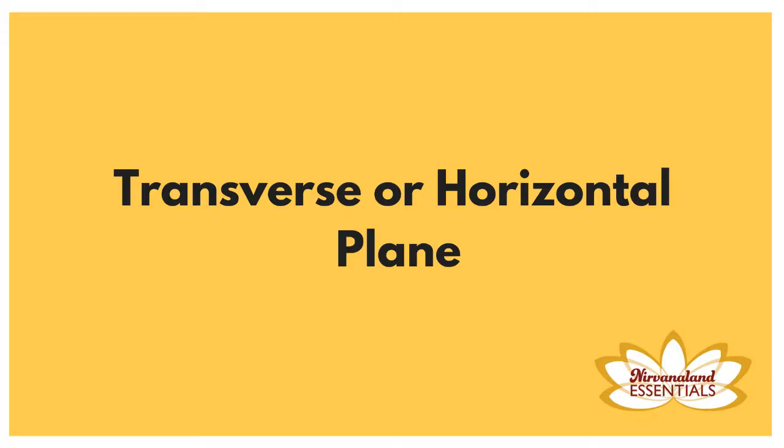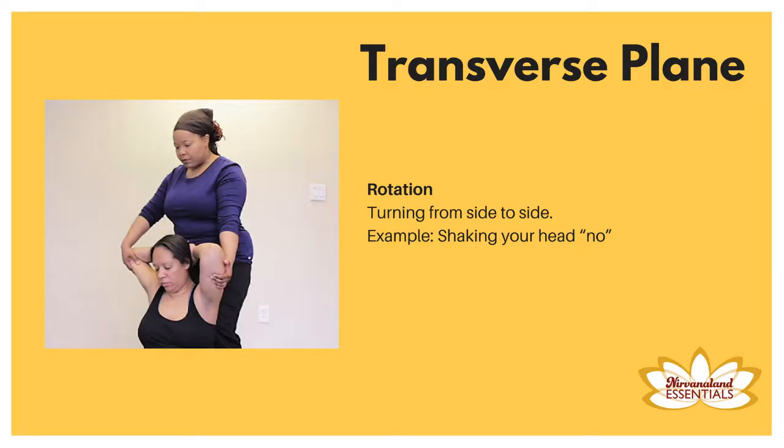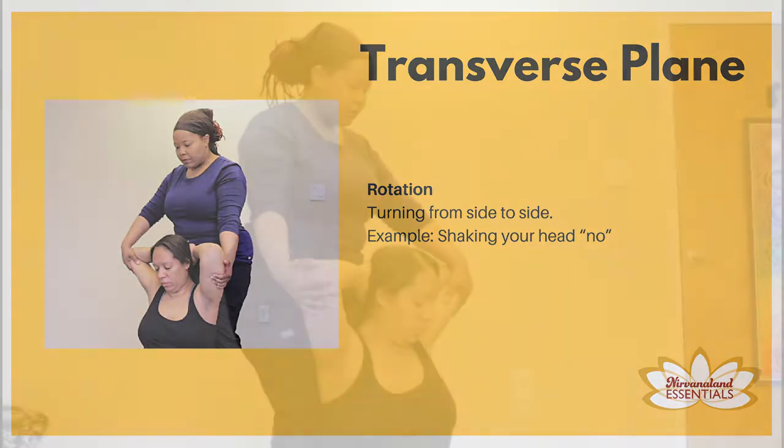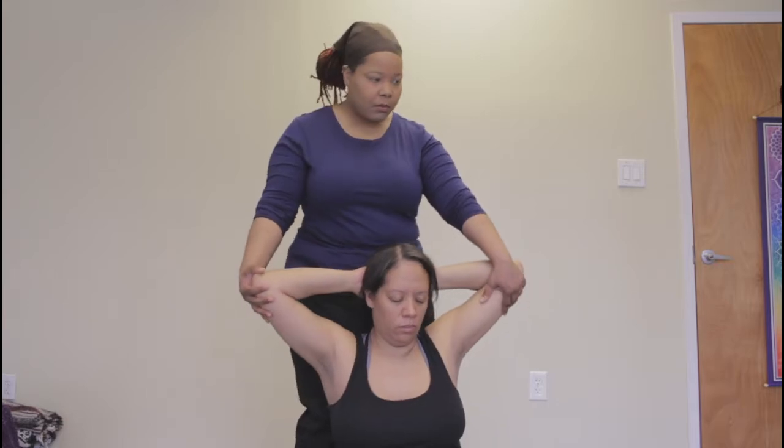And lastly, we'll talk about the transverse plane. Movements in the transverse plane include rotation, medial and lateral rotation, inversion, eversion, supination, pronation, horizontal adduction, horizontal abduction, circumduction, and opposition. Rotation is turning from side to side. This is also a head and vertebral column movement only. So for example, I'm doing a twist on my client, but it's also the same as shaking your head no.